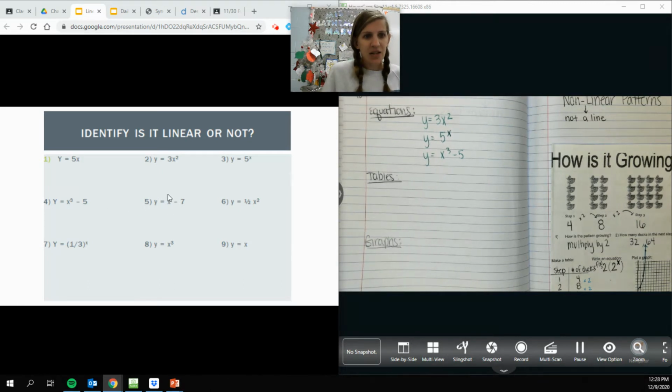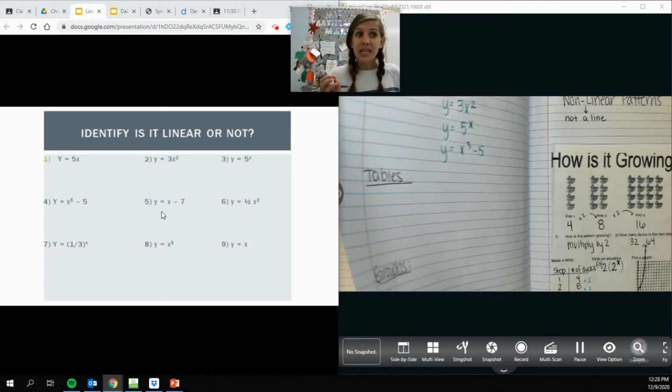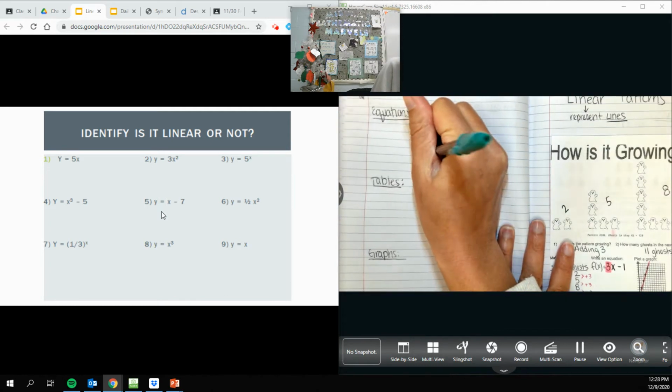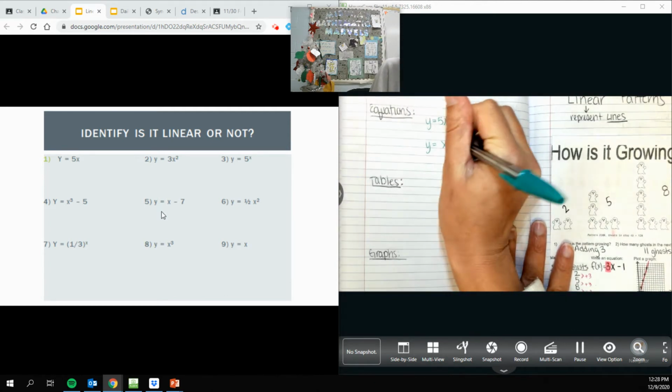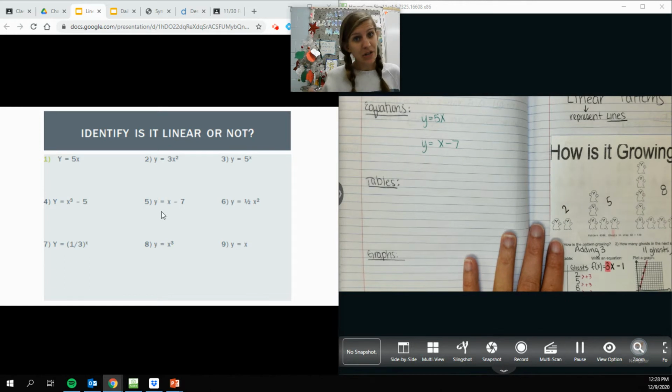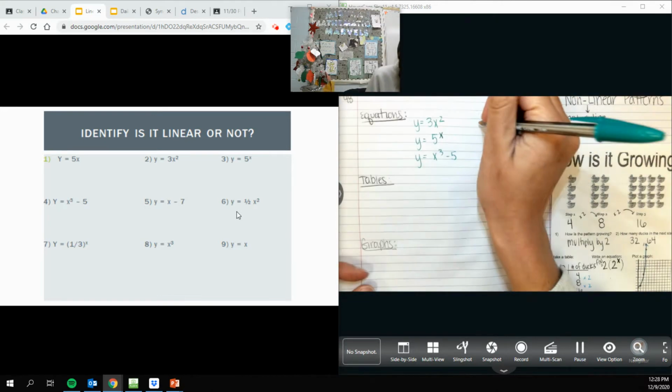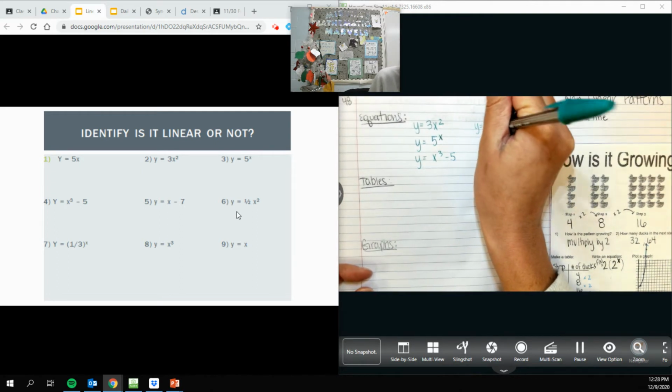Alrighty, number 5, we got y equals x minus 7. That's linear because x is being multiplied by something. It's being multiplied by 1. Also, it doesn't have a power and it's not in the denominator, so that's all good. The next one, number 6, y equals half x squared. Not linear, because it has that exponent of 2 again.